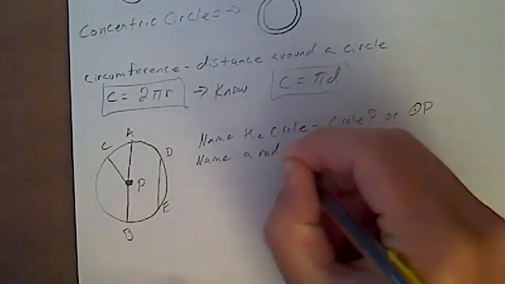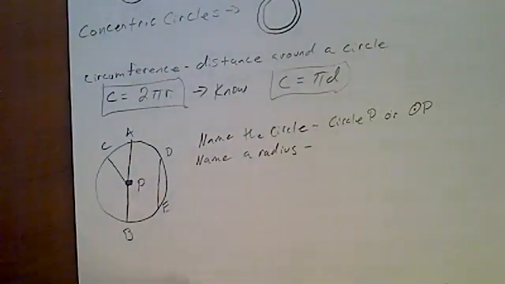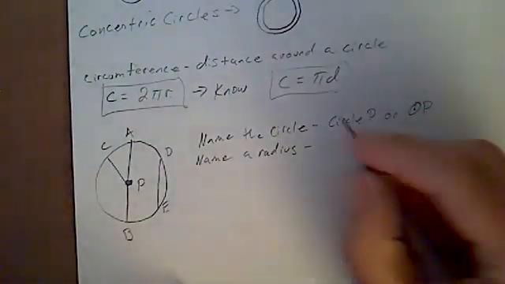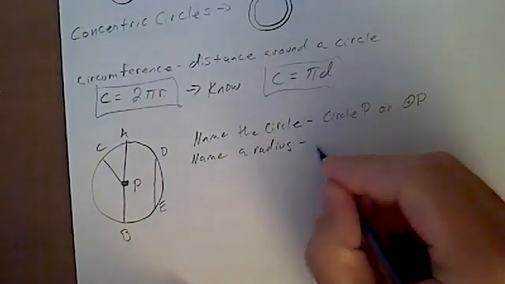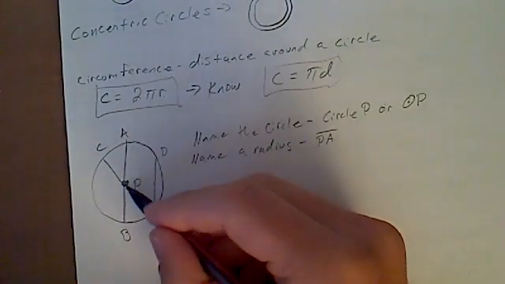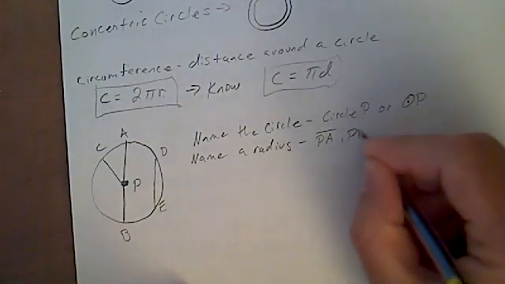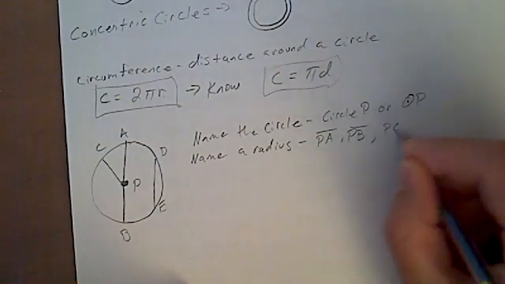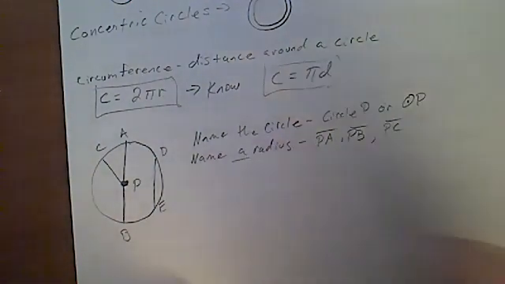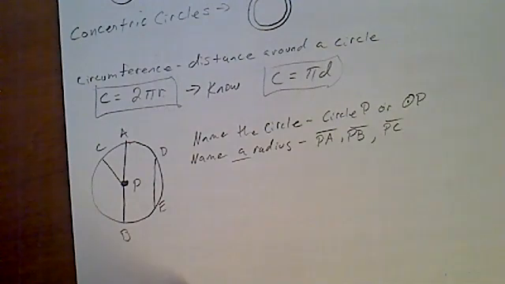Name a radius. So there are 3 of them, and there are 2 different ways that we could call all of them. We have from the center to the side, PA could be one of them, or PB, or PC, or we could call it AP, BP, or CP. If it says name a radius, you only have to name one of them. I'm just doing more so that you can see that there are more.